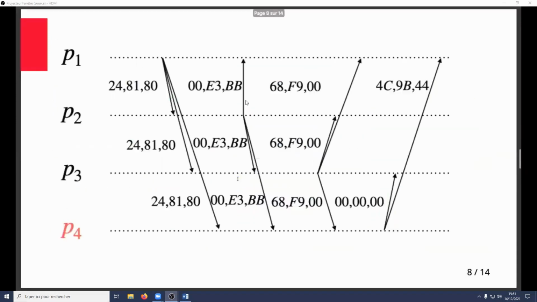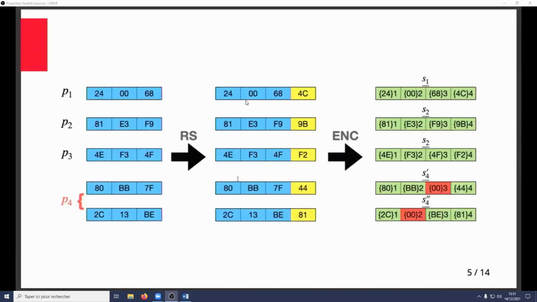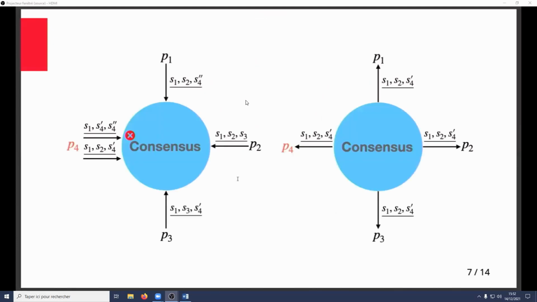So let's just go to a global view of the protocol. Processes begin by generating a random number of n-f blocks. They use erasure correcting code to turn it into a number with n blocks. Any n-f blocks can retrieve the original value. Processes encrypt element-wise the blocks. They share their local random value. Processes collect n-f random values and propose them to consensus.